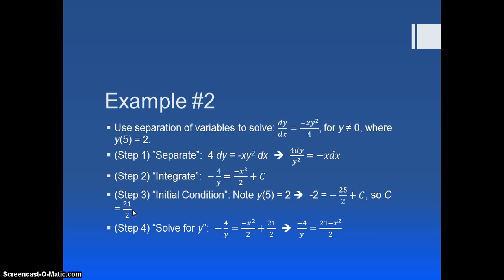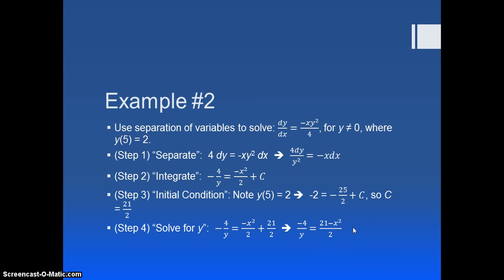Now again, the tricky part is solving for y. You notice that y is in the denominator of a fraction here. All right, so we got maybe a little bit of a challenge to try to figure out how to solve for y. Luckily, we've got the right side of the equation as negative x squared over 2 plus 21 over 2. All right, so we can combine that and write that as 21 minus x squared all over 2 and set that equal to the negative 4 over y. Well, where can we go from there?